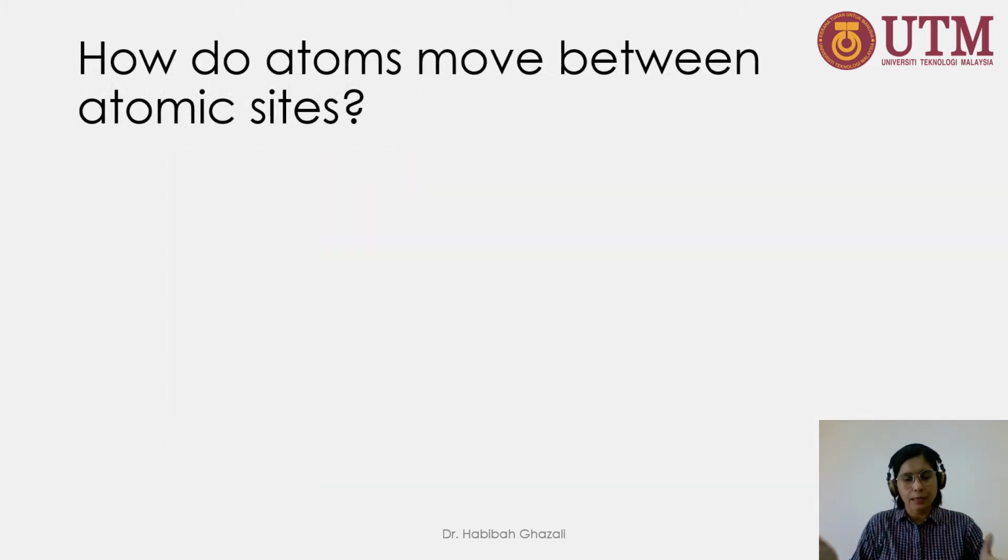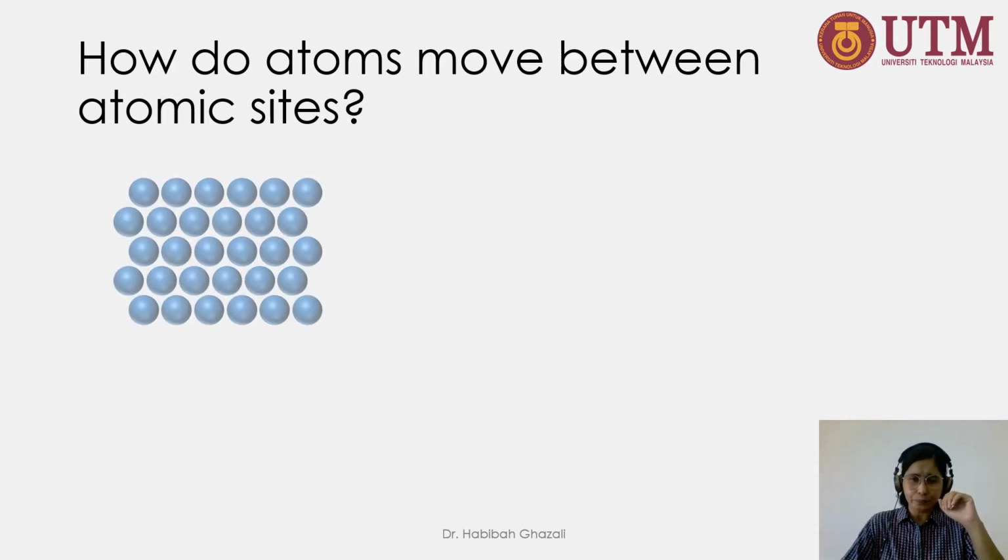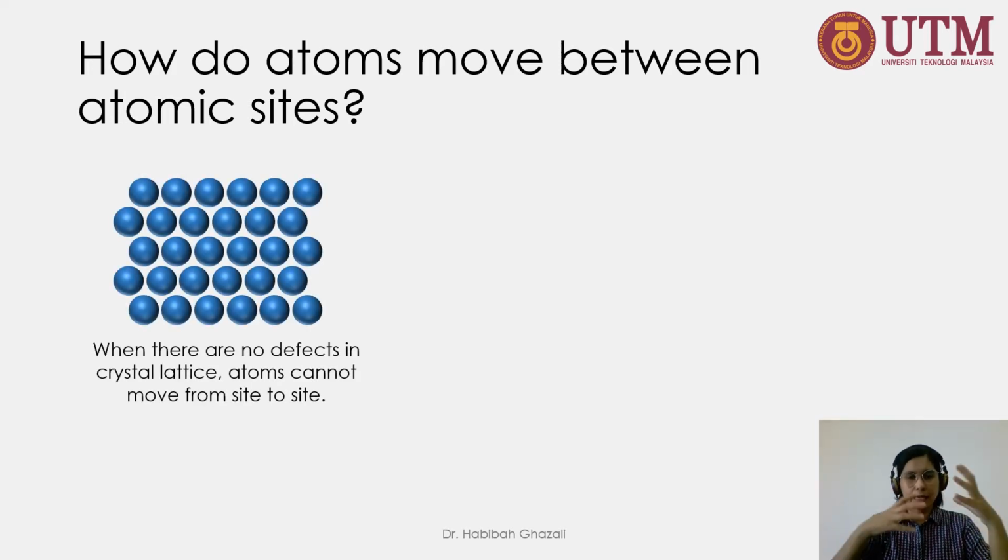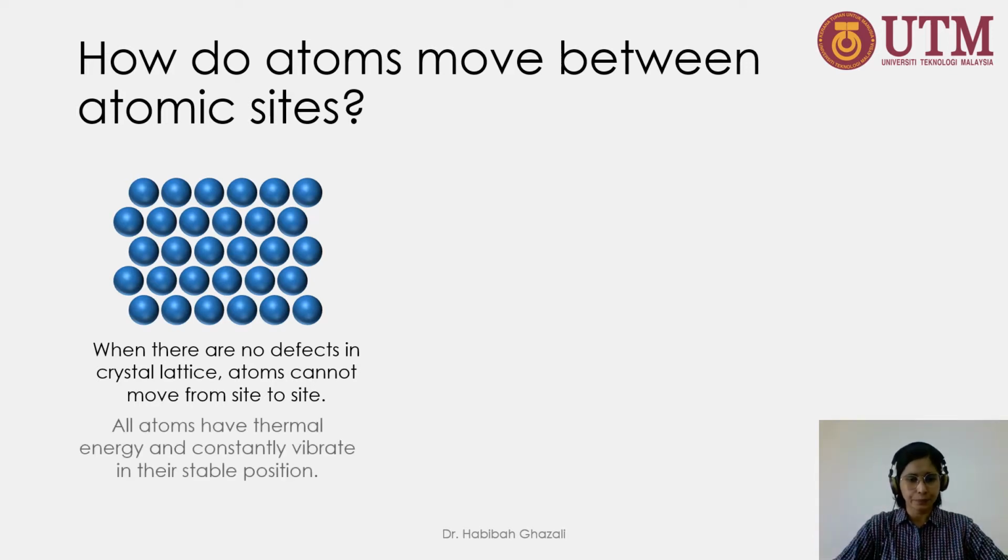Before we can talk about mass transport of atoms from one region to another region, we need to talk about how atoms inside a crystal structure can move from one atomic site to another atomic site. We learned that all atoms in the material have their own lattice position. In a perfect crystal structure, like what you see in this slide here, there's no defect. Atoms cannot move from one side to the other side.